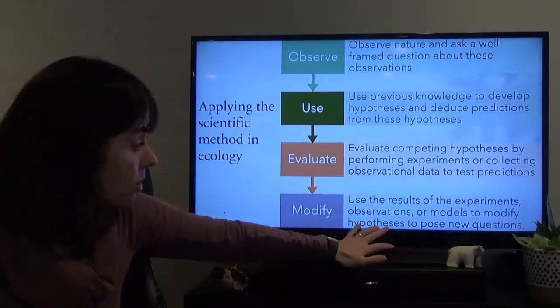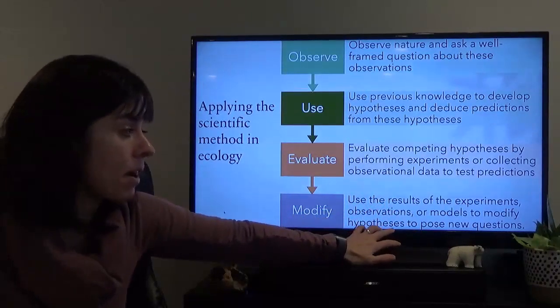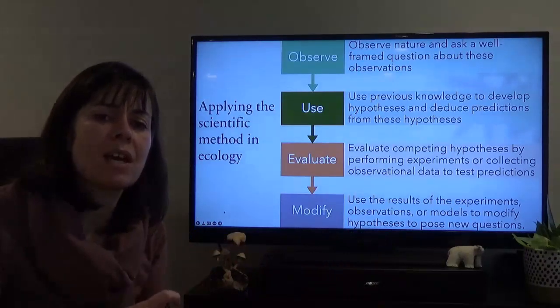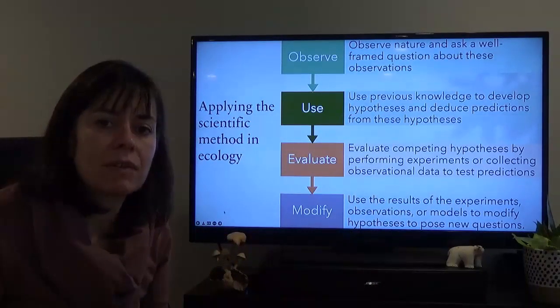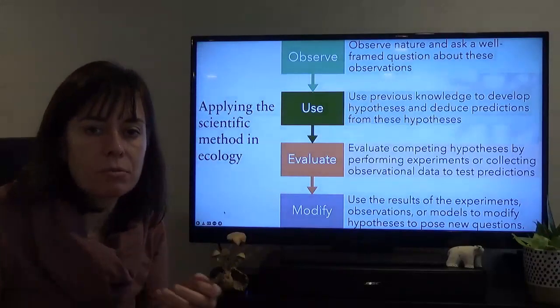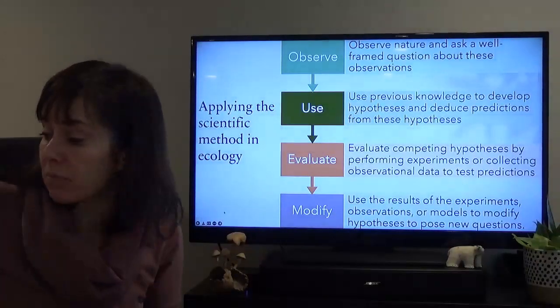And so as we move through this scientific process, we use the results of these experiments, observations, or in some cases models, to modify our hypotheses or pose new questions. And so this is how we move the scientific discipline of ecology, or any scientific discipline, forward, is through this process of the scientific method.